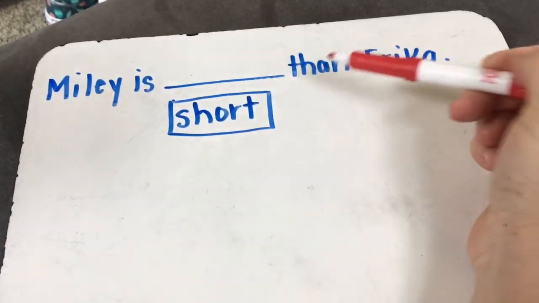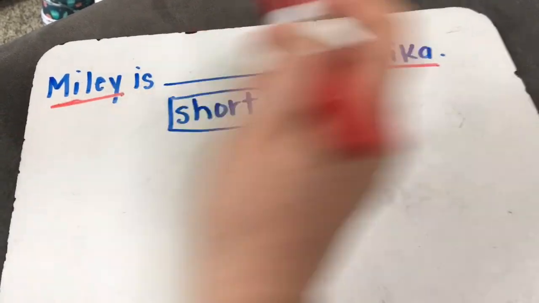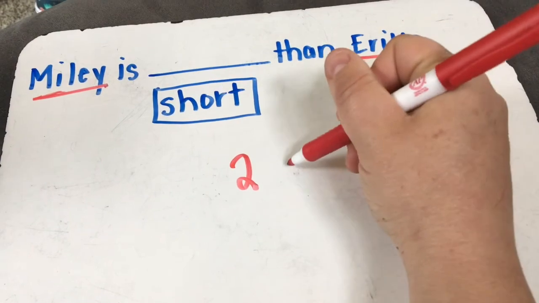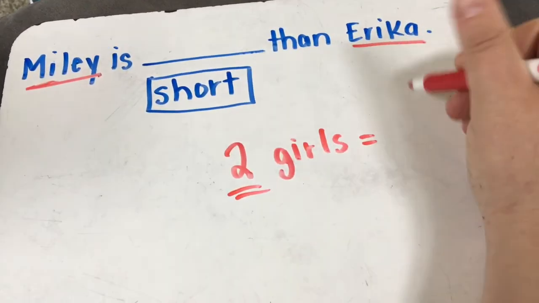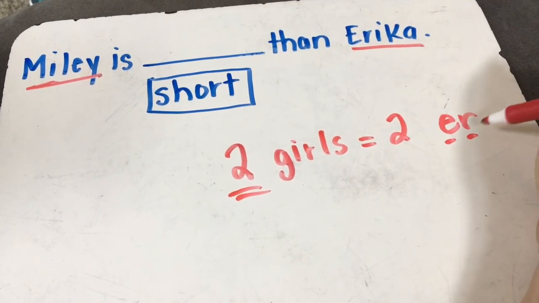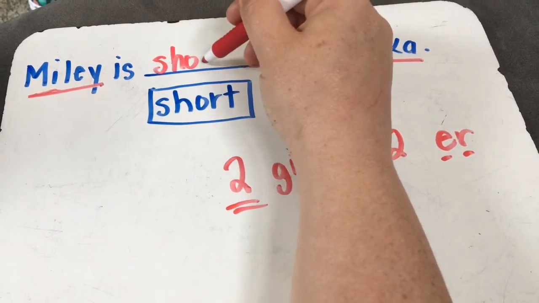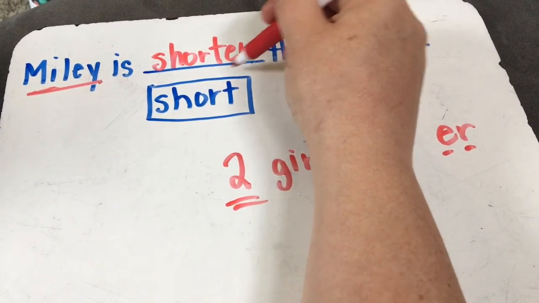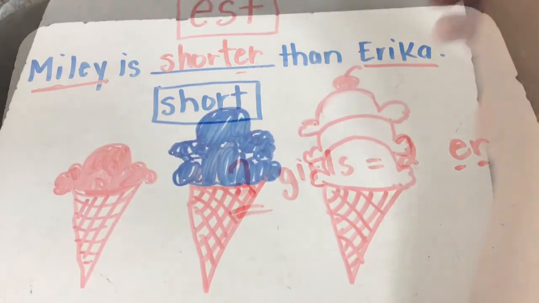All right, short is the adjective we're talking about here, but we are comparing Erica and Miley. We have 2 girls. We know that when we have 2, we're going to use the suffix that has the 2 letters. And so we're going to take our root word, which is short, and add our suffix ER. So Miley is shorter than Erica.